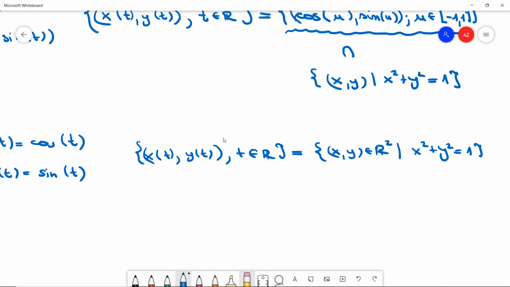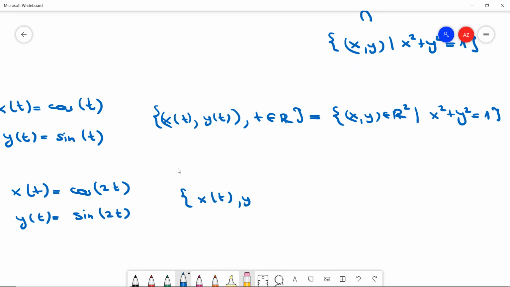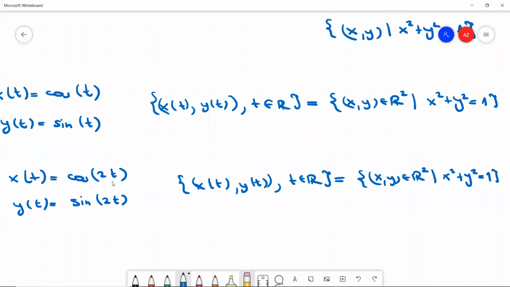And if I take, instead of x(t) is cosine t, if I take x(t) is cosine 2t and y(t) is sine of 2t, then I get the same curve, x(t), y(t), is still a circle. But the difference is that at different times I will be at the same point.